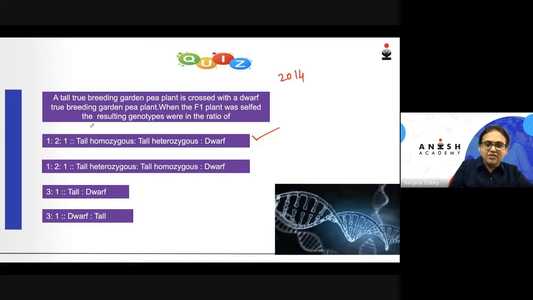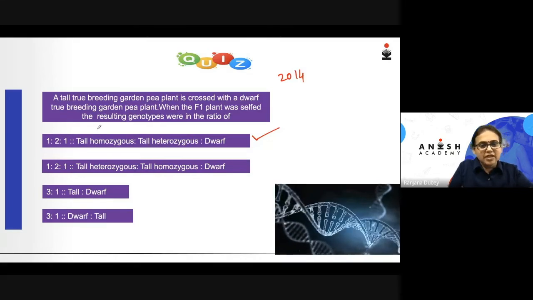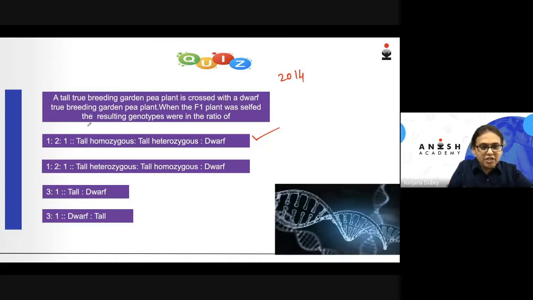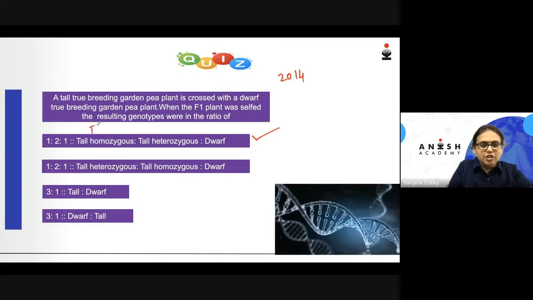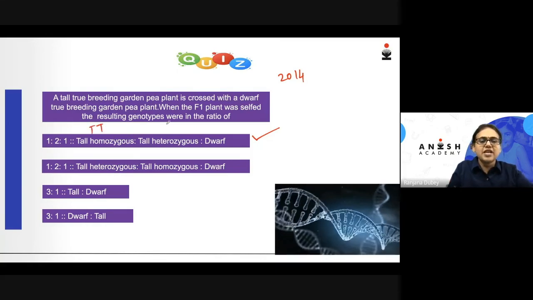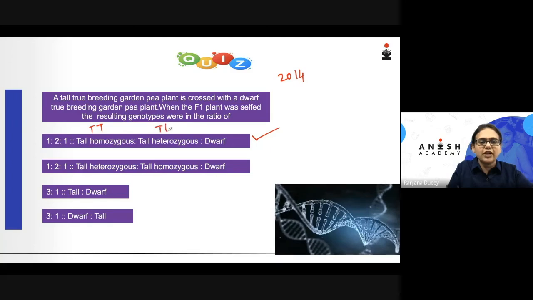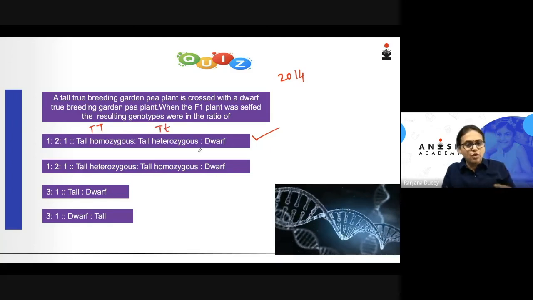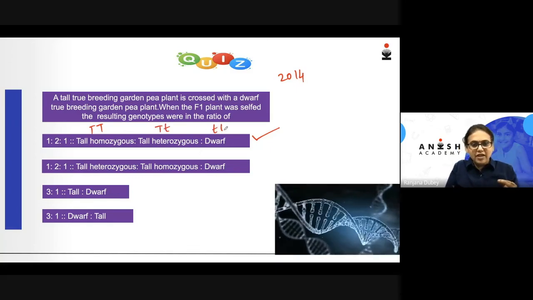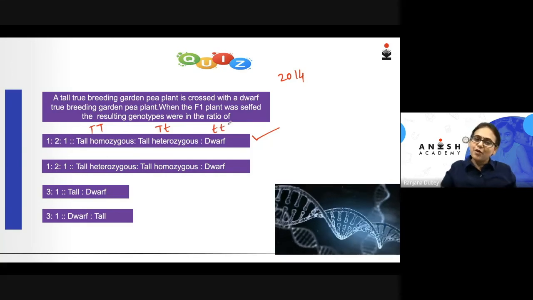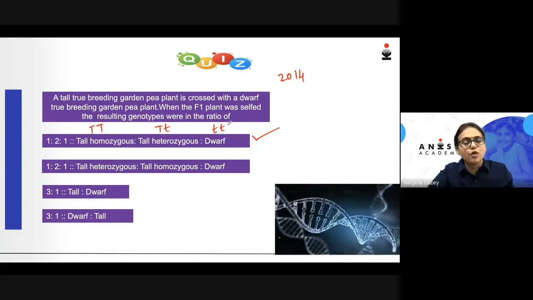We have just covered that the first individual that you get in the F2 generation has the genotype tall homozygous. Then the genotype for tall heterozygous is capital T and small t, and the dwarf will have a genotype of small t and small t.